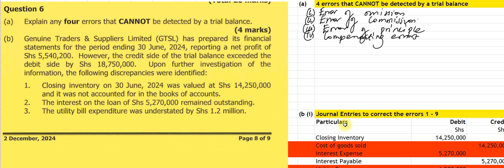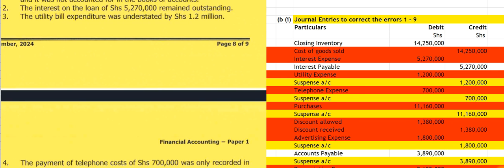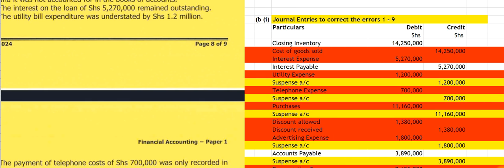So there you have it. We have successfully navigated all the 9 errors for this Genuine Traders and Suppliers Limited. We have prepared our correcting journal entries. We have understood the suspense account, I believe, and we have arrived at a true net profit. I hope this step-by-step breakdown has made this topic much clearer for you. Remember, practice is key to mastering accounting. So you have to try working through similar problems on your own.